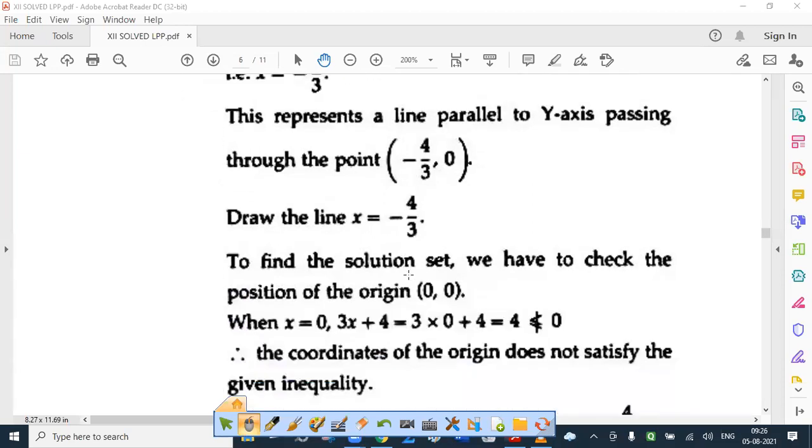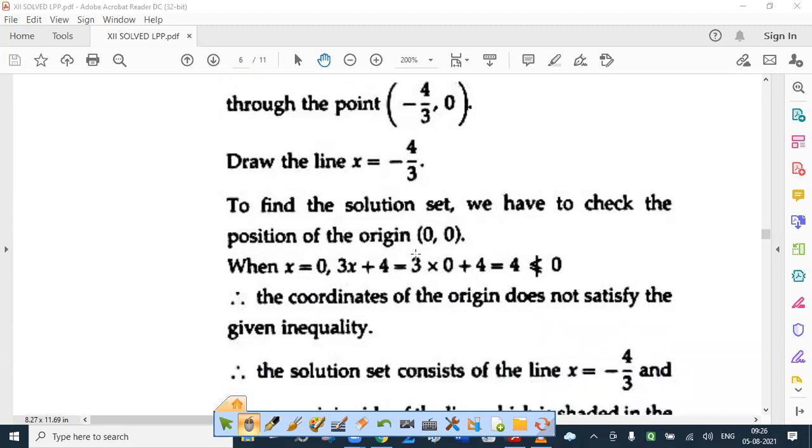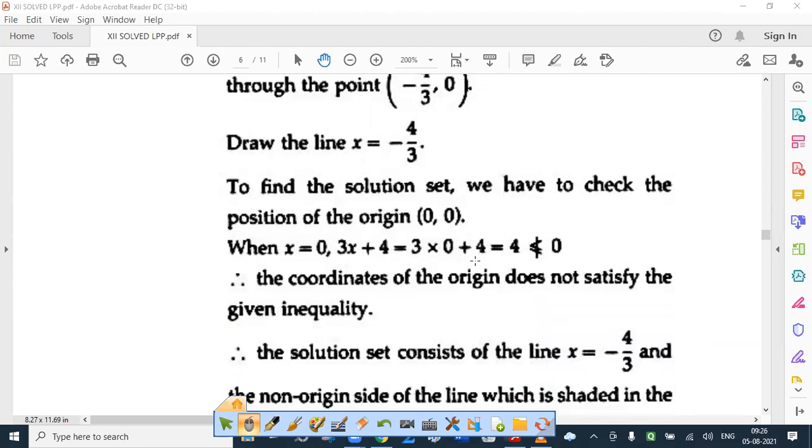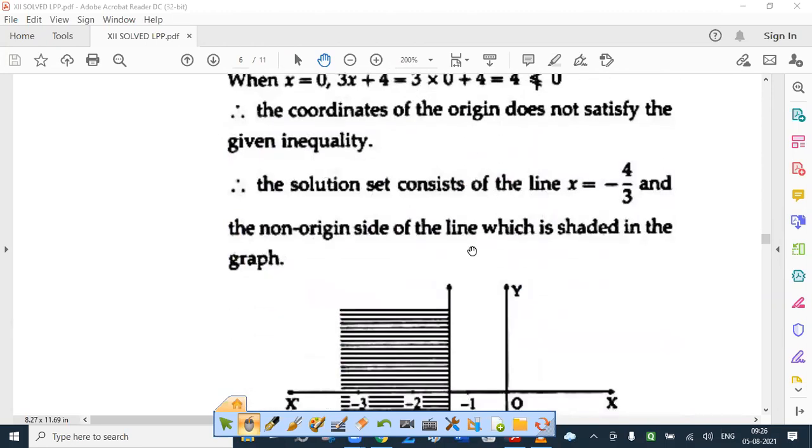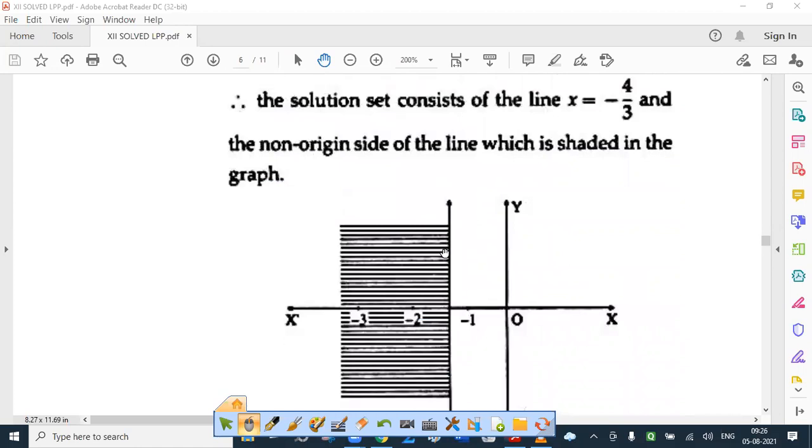To find the solution set, we have to check position of the origin 0, 0. So put x equal to 0. 0 plus 4, 4. Is 4 less than 0? No. Coordinates of the origin do not satisfy the given inequation. So the solution set consists of the line and non-origin side of the line. That is to the left of this line. Okay. So this is the graph.